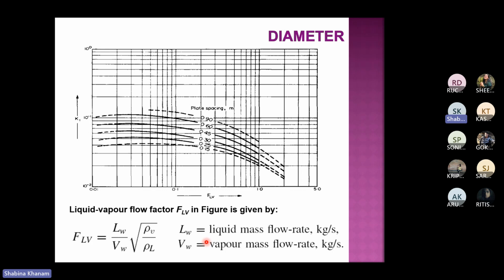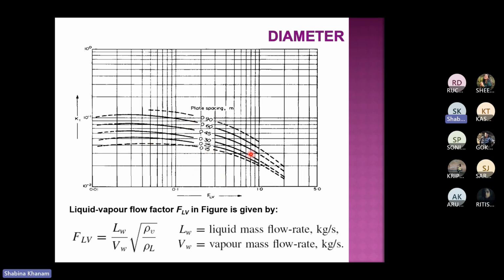But even if you know the location of the tray or plate, you need to calculate diameter at the above section and below section both ways, and whatever would be the higher diameter, that we need to choose. Because you know that the column diameter is the same at top and bottom both, we need to calculate the diameter for above and below section and choose the higher one. I hope you are getting my point.